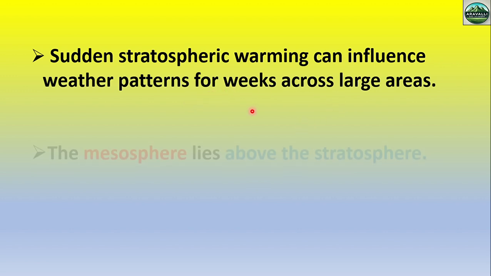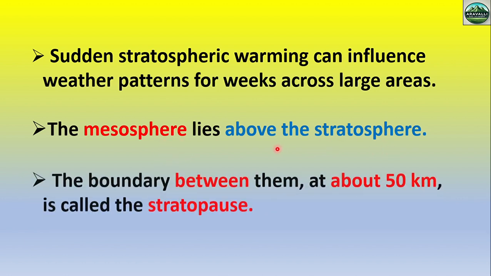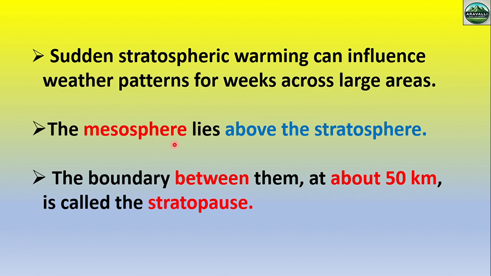Now the next layer is the mesosphere. Mesosphere lies just above the stratosphere, and the boundary between the mesosphere and stratosphere is known as the stratopause. This stratopause is located just above or around 50 kilometers, and the temperature of this stratopause is 0 degrees. Remember the temperature also.